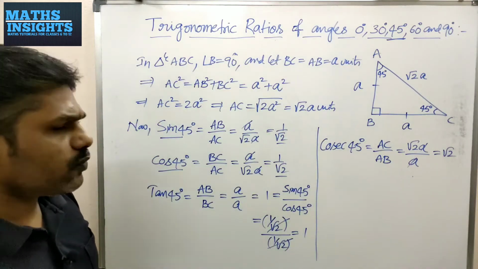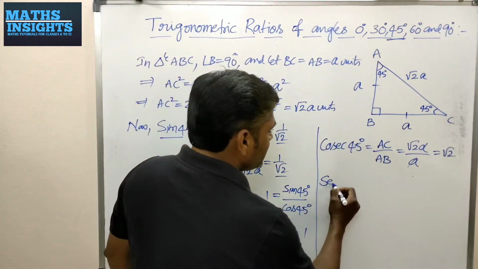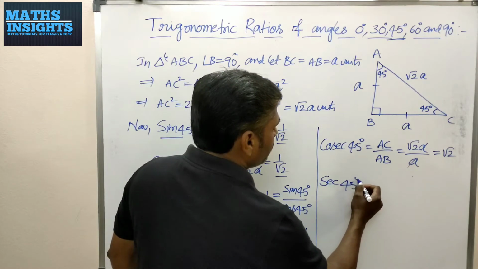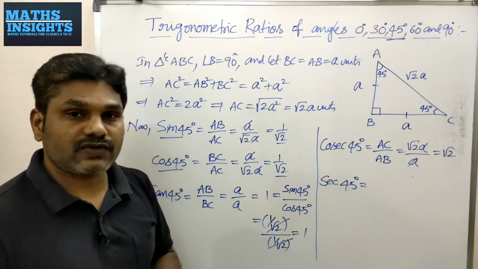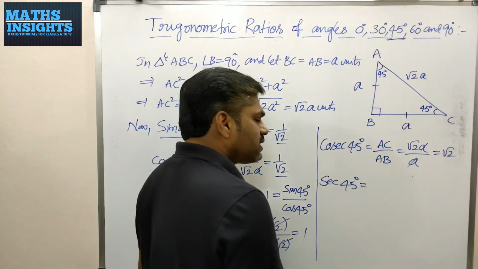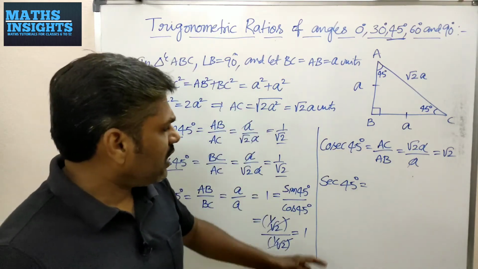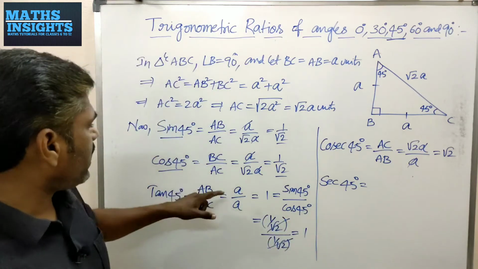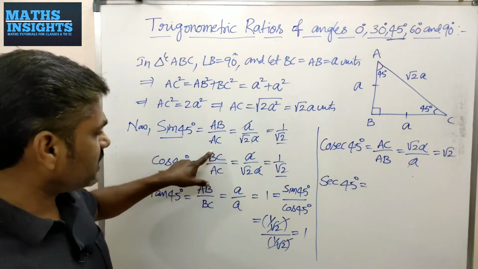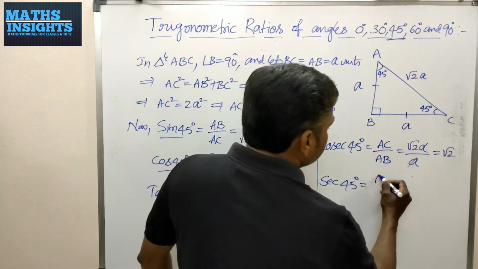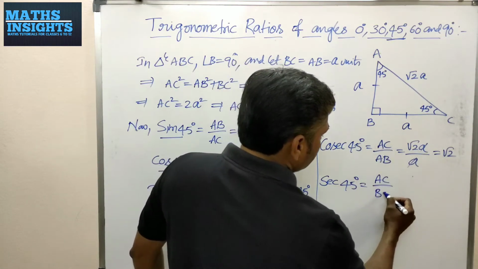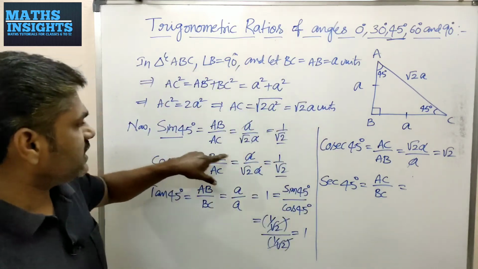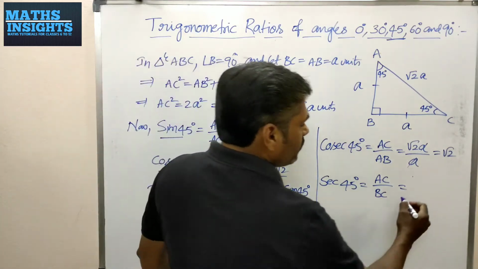Again, if you come to secant 45, secant 45 is the reciprocal of cos 45. Reciprocal is nothing but you have to write 1 by it. Otherwise you may define the ratio as hypotenuse by adjacent side. Hypotenuse is AC, adjacent is BC. AC by BC, its value becomes root 2 by 1.